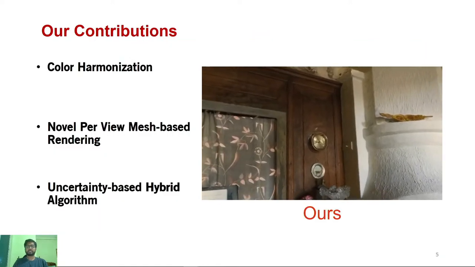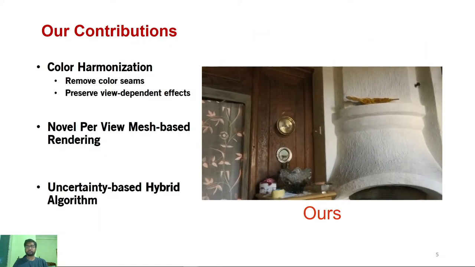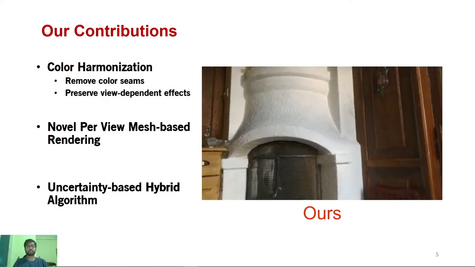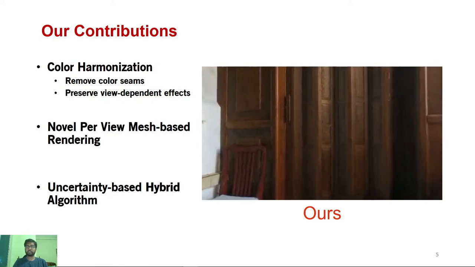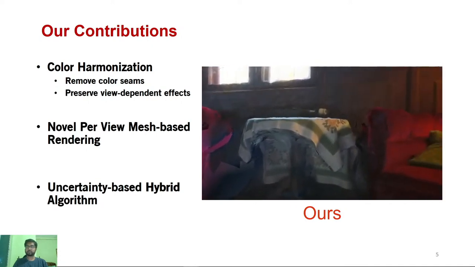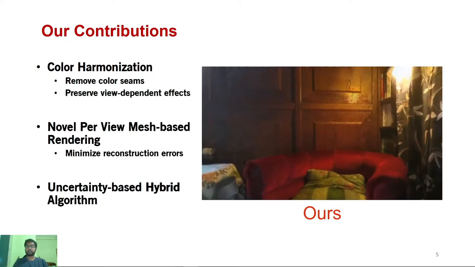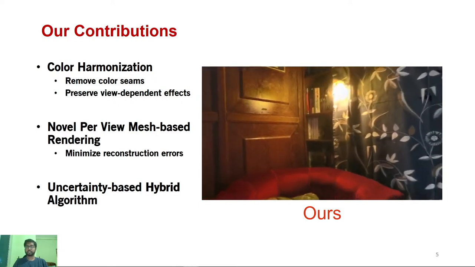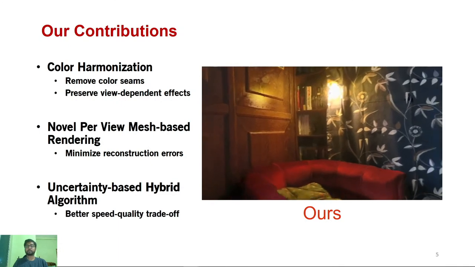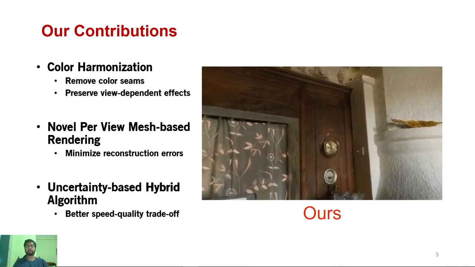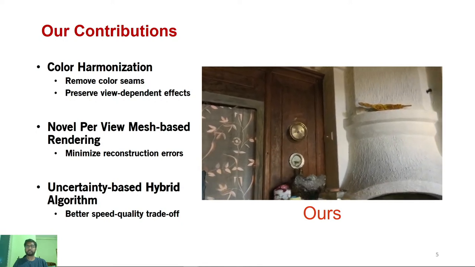Our solution addresses all these issues. First, in a pre-processing step, we perform color harmonization, which removes color seams while preserving view-dependent effects necessary for image-based rendering applications. Second, we introduce a novel per-view mesh-based rendering algorithm, which tries to minimize reconstruction errors. Lastly, we propose a hybrid rendering algorithm motivated by per-pixel uncertainty to balance the speed and quality of rendering novel views.